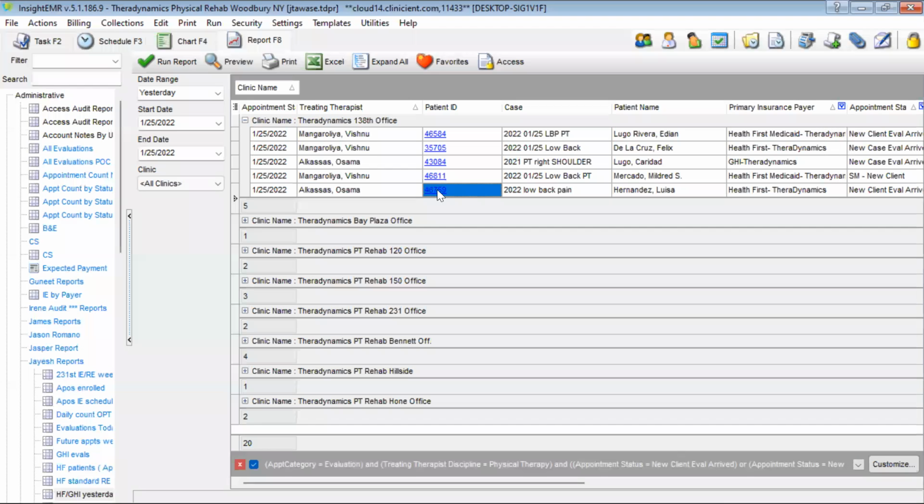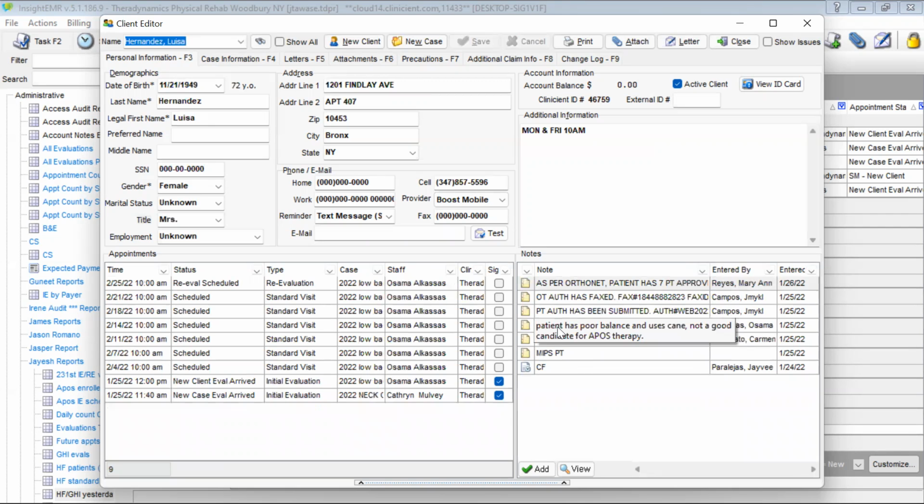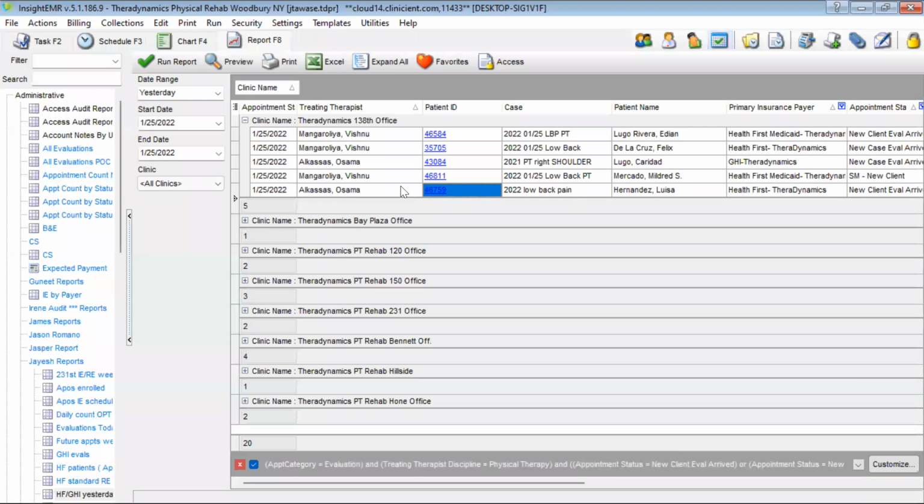Low back pain again. We'll go here. It's poor balance, not a good candidate. But again, now this note should be made by an Apos therapist. So Vishnu. So this one would be Apos therapist did note, but not made by Apos therapist. So that's what we need to check. Okay. Let's go to the next one.